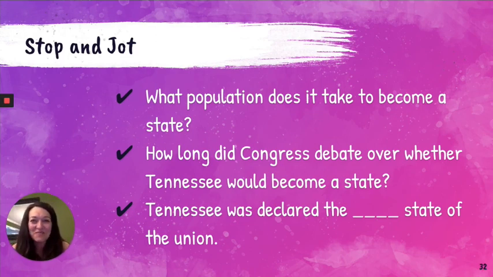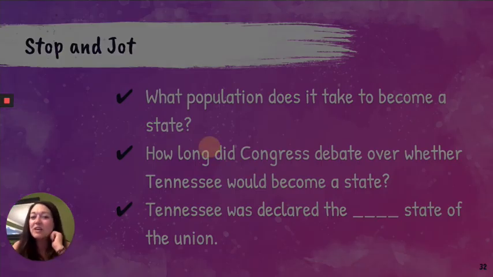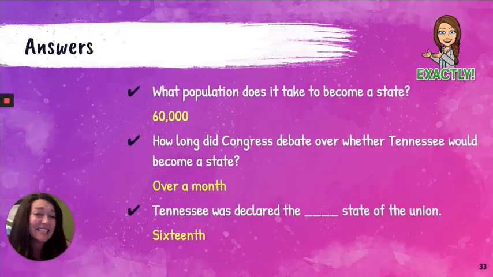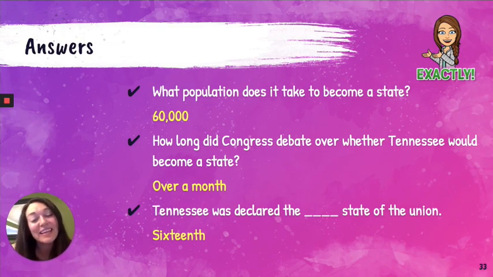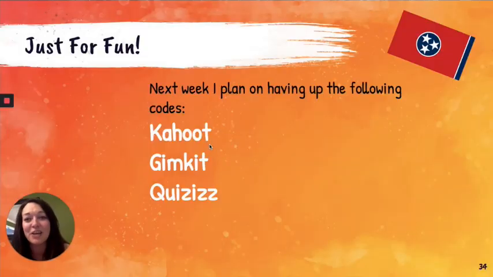Okay, so welcome back. Here we go. The answer is that it takes 60,000 people to become a state, which back then is a decent amount of people. Now it doesn't seem like a big number. How long did Congress debate? They debated over a month. So I don't think everybody was in agreement right out of the gate on us becoming a state. But once they finally agreed and compromised, Tennessee was declared the 16th state of the Union. So we finally got our statehood.